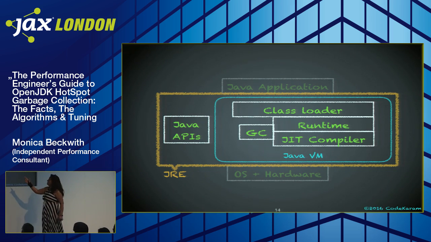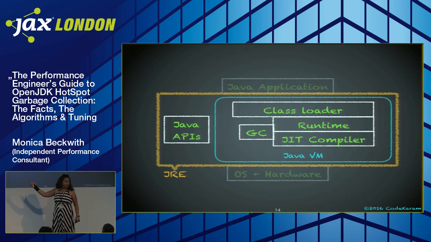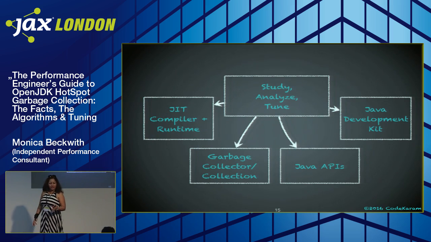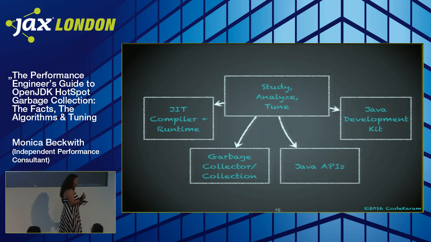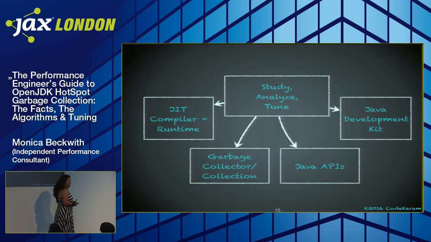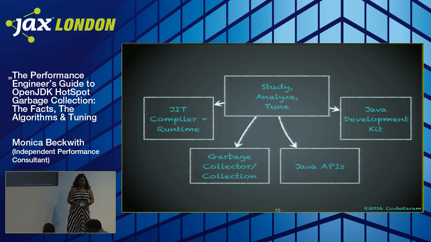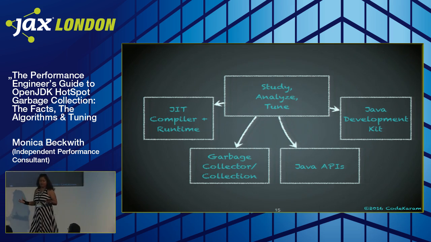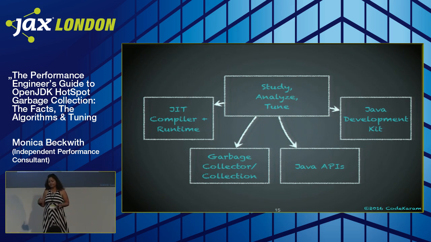And then comes the Java virtual machine, which has the runtime, the JIT component, and the garbage collector. So when you're trying to do JVM performance engineering, you would like to study, analyze, and tune the JIT compiler and the runtime, the garbage collector, the Java API, sometimes even, depending on where you're working. If you're working for Oracle, you'll be tuning the Java APIs as well. And then sometimes you just do the entire Java JDK, right?